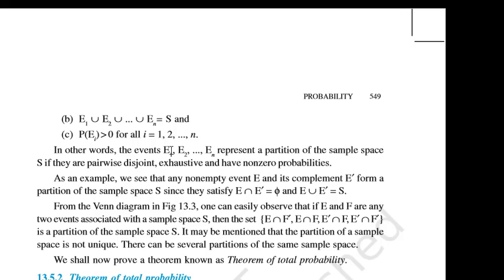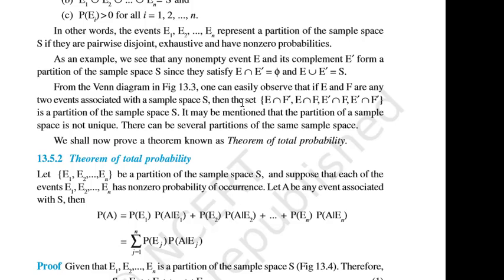One is that nothing should be common between them. Second, when I consider all together, I will get the sample space, and the probability of each event should be non-negative, greater than 0. As an example, we see that any non-empty event E and its complement E complement form a partition of sample space S, since they satisfy that their intersection is the null set and their union is the sample space. So if you take an event and its complement, they also form a partition.